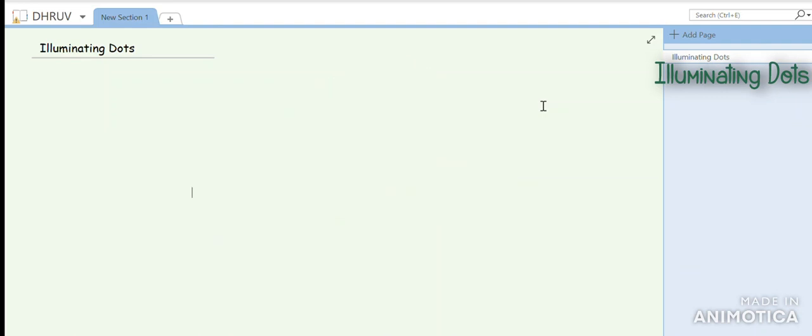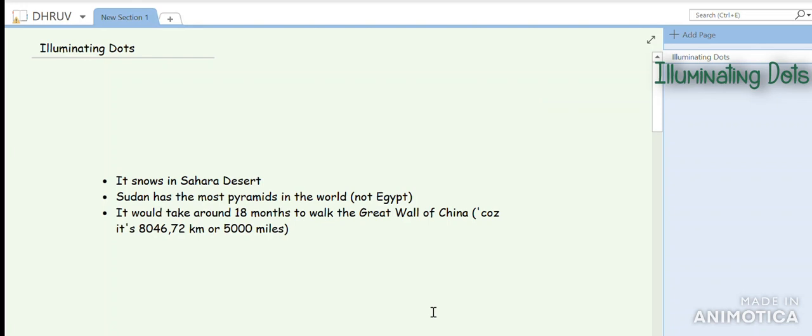Let's begin. So it's time for today's fun facts. First, it snows in Sahara Desert. Yeah, really, it snows in Sahara Desert. The first snowfall was recorded in 1972.